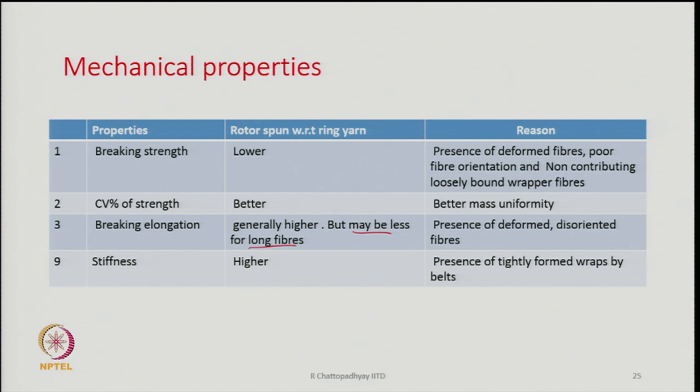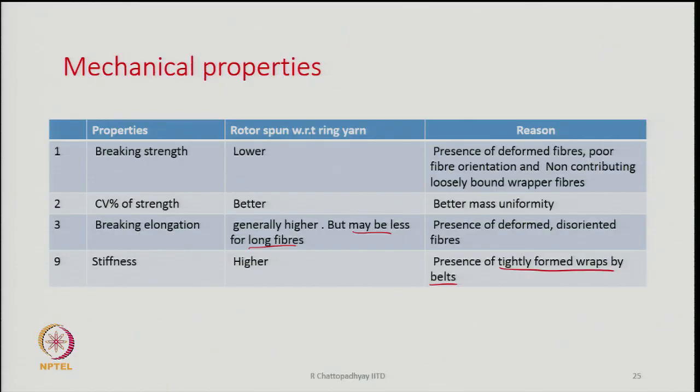Stiffer, the bending rigidity is more. Why? Because of tightly formed wraps by the belts. The belts are actually tightly holding the fibers, the core fibers, and therefore, when you try to bend it, the core fibers cannot really move.